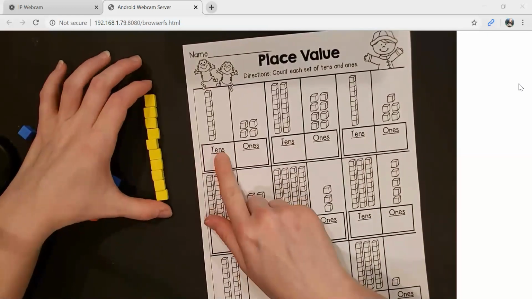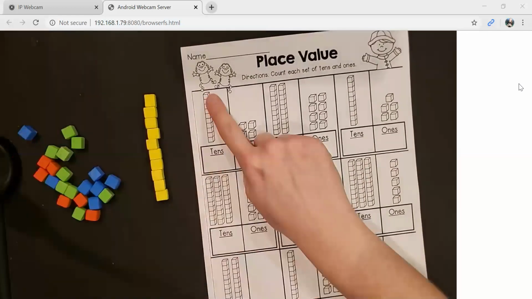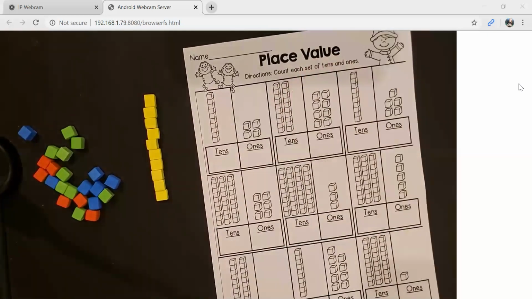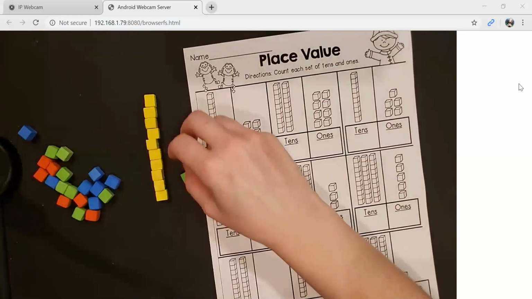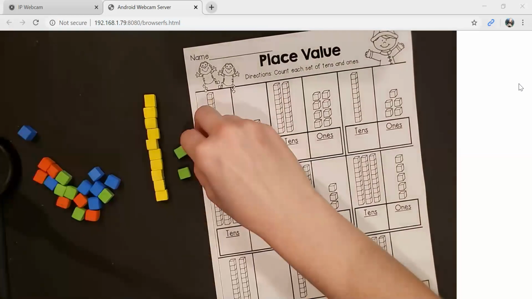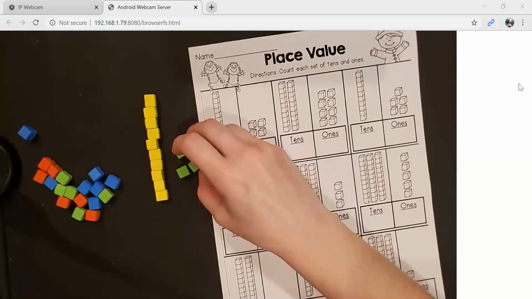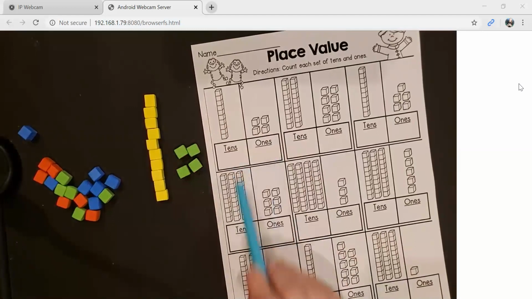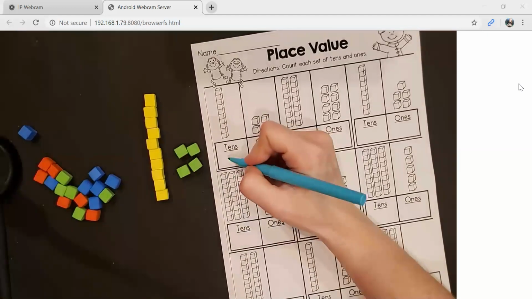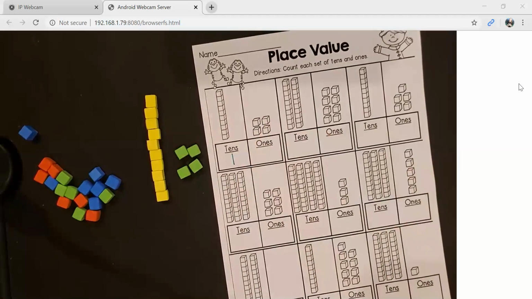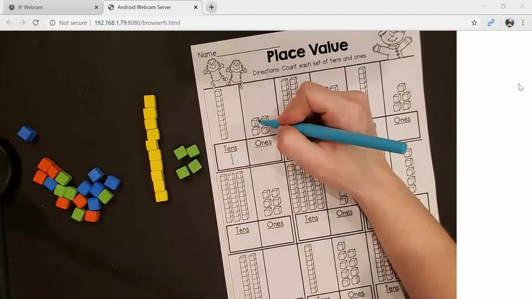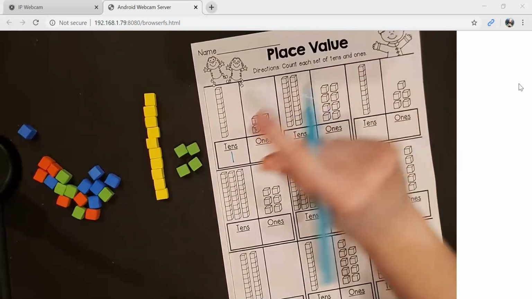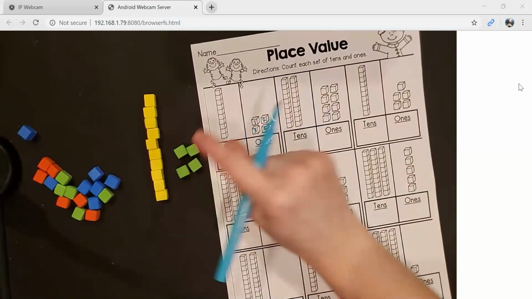So this first problem, I have 1 10 stick and 4 extras. So I'm going to show that with green. Okay, I just built this quantity, but we're also going to write it. So we had 1 10 stick, and we had 1, 2, 3, 4 ones. 4 ones.